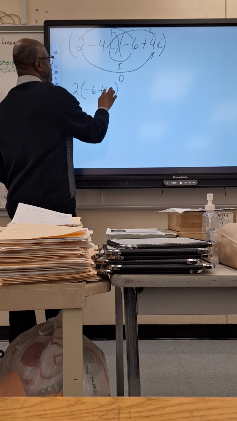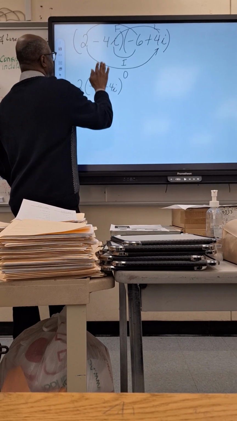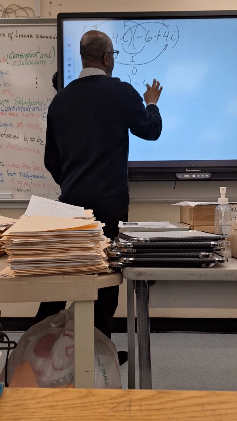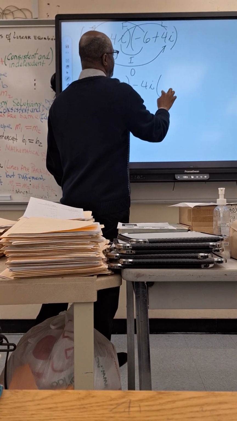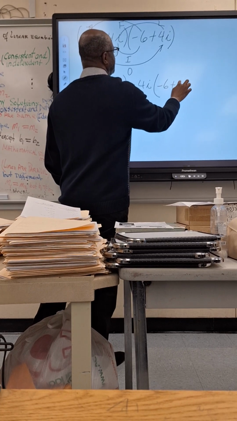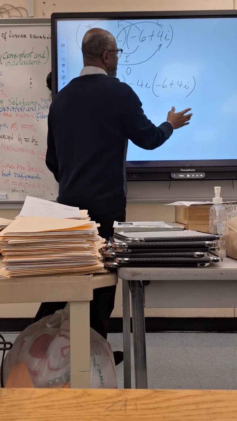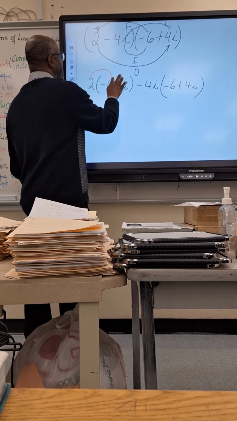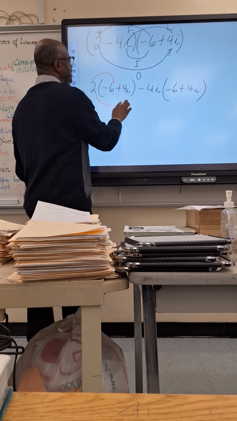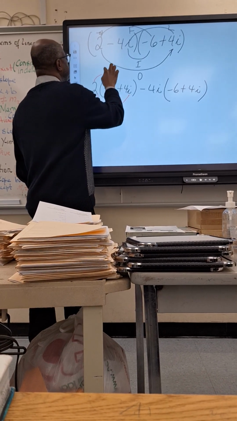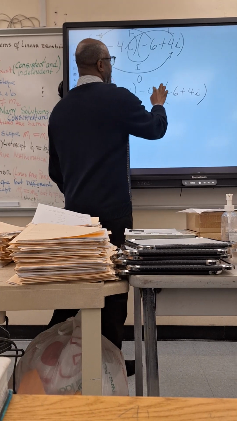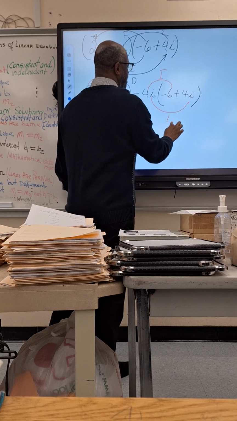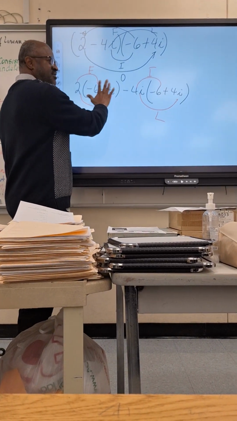-6 plus 4i. And when you cover that, you will end up with -4i times -6 plus 4i. So you can see that's the horizontal method, and this is your first. Okay? This is your outer. This is your inner, and this is your last. Does that make sense? That's your FOIL method.